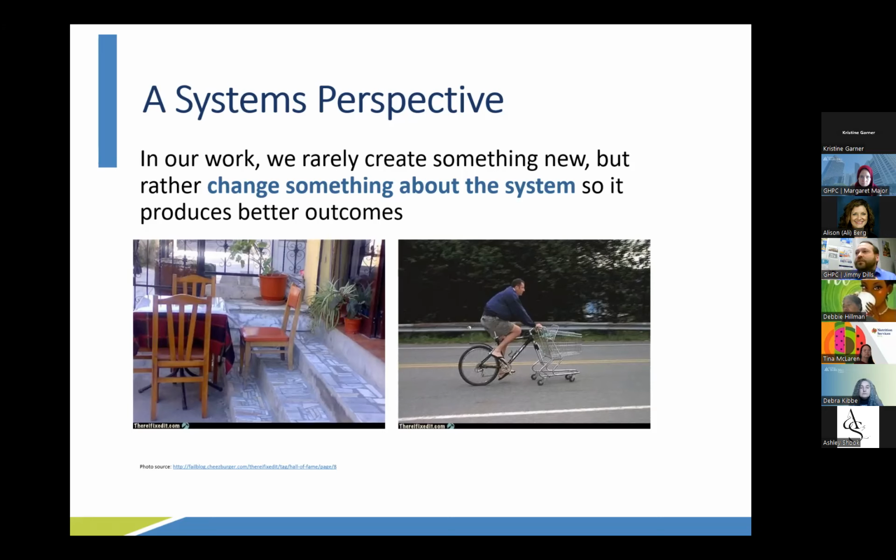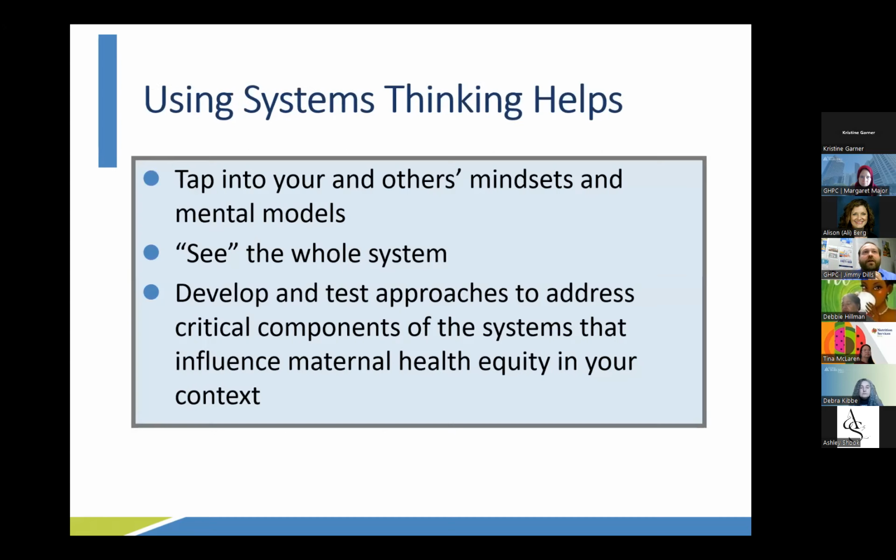On the right, this guy needed to change the system of his bicycle to be able to transport things. So he changed the structure of that bicycle system to add a basket to the front. So it's about thinking about the existing systems, describing those, and then identifying the places where we want to intervene and change the system to potentially get the better, in our case, health outcomes that we want to see.